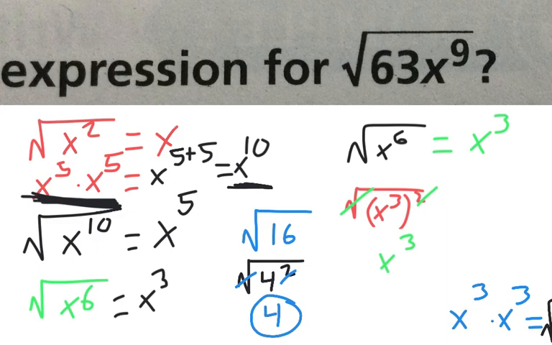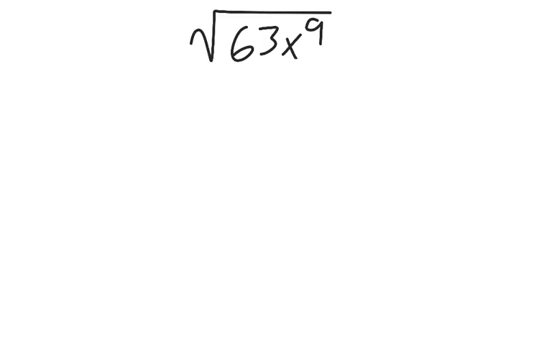So look at what this is here. This is x to the 9th. Well, what number times itself is x to the 9th? It's between 4 and 5. It'd be 9 halves. So the way we're going to have to work this out is a little bit different. So let's work this problem now. Look at this one. I've got the square root of 63 x to the 9th.